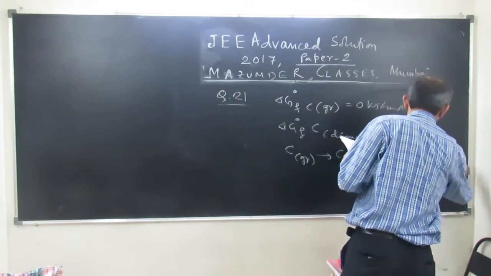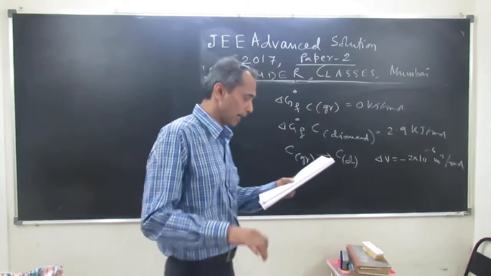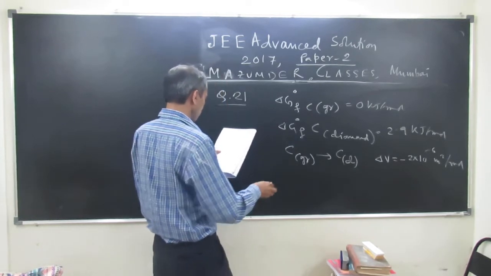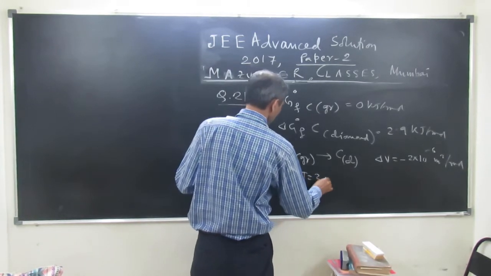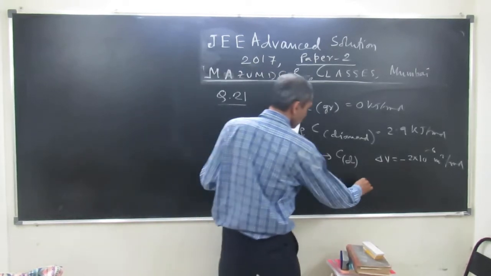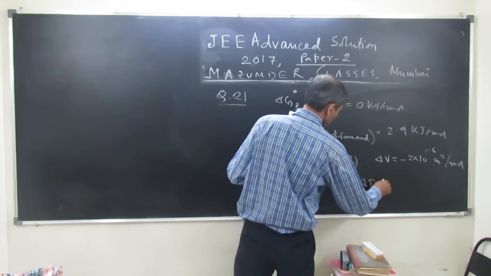per mole. It is given that graphite is converted to diamond isothermally at 298 Kelvin. So the change in temperature, delta T, is basically 0.